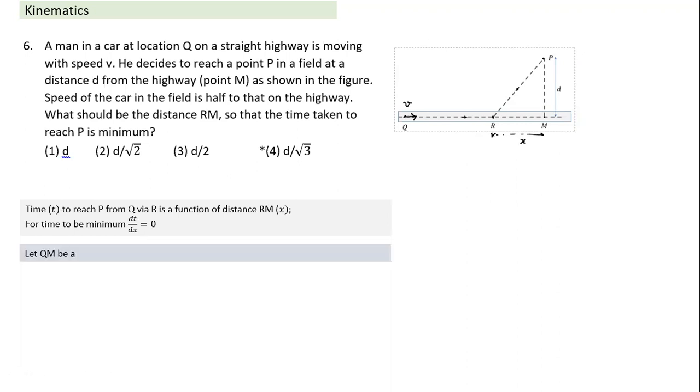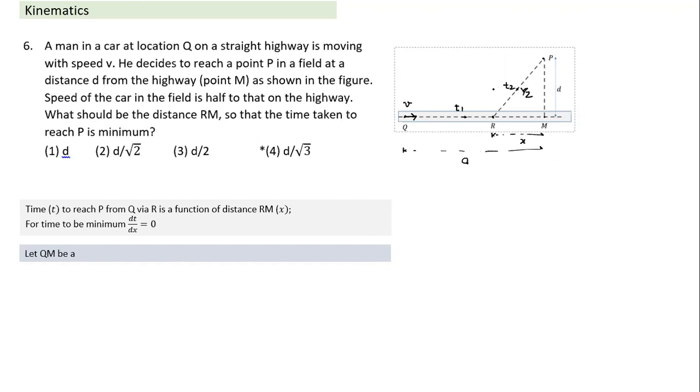Let QM be A. This total distance is A. Now, can I write the total time taken from Q to P via R? The time taken will be Q to R, let's say time T1, and then R to P. This speed is V, and this speed is V by 2.